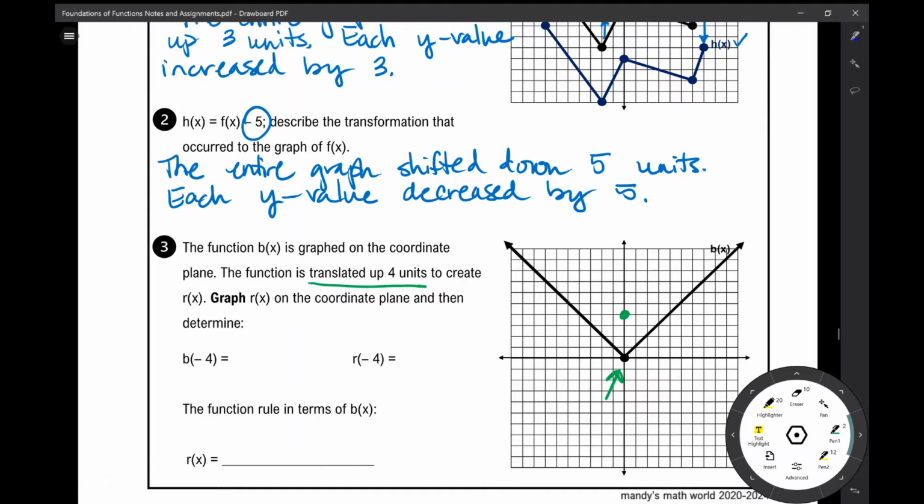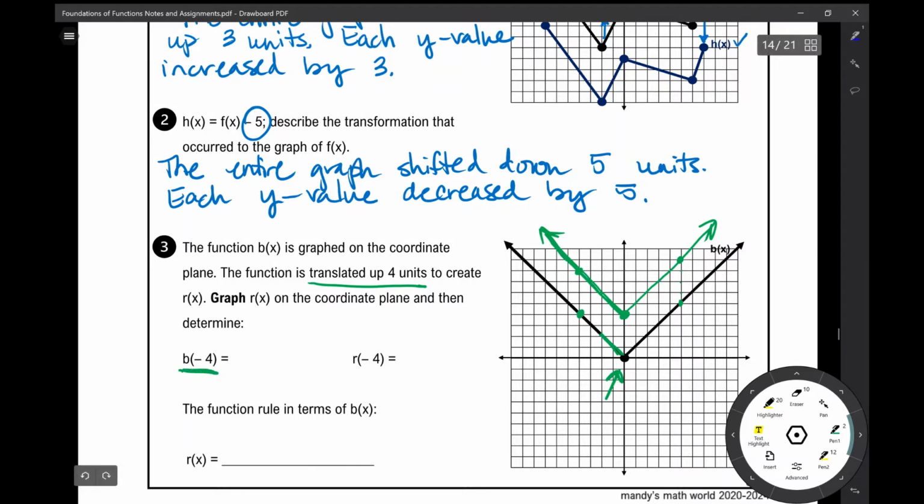And then if I graph everything else, you can pick a couple points if you want. 1, 2, like right here, I can pick that point, move it up 1, 2, 3, 4, and then I can connect those points. I can also just see that this right here has a slope of -1, and I can do the same thing over here. But if you're more comfortable taking a point and moving it up 1, 2, 3, 4, and then connecting those, that works really well, okay? It's not perfect right here, but you can always get a straight edge and make it perfect if you want. So now let's determine b of negative 4 and r of negative 4.